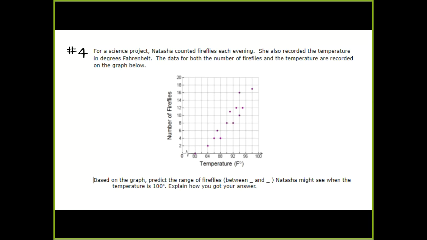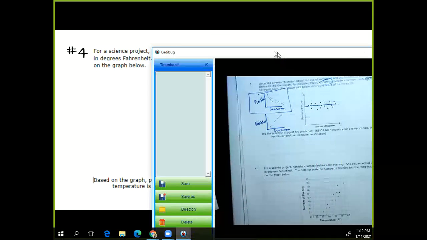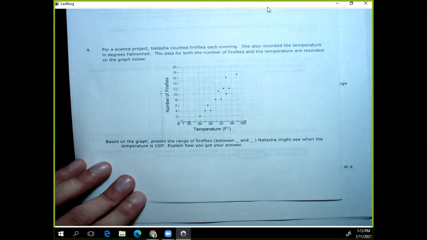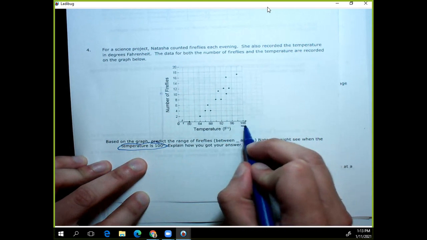That means, let me pull up the document camera. Oh, careful. All right, temperature of 100. So that means we're going to come right here, 100 on the x-axis.